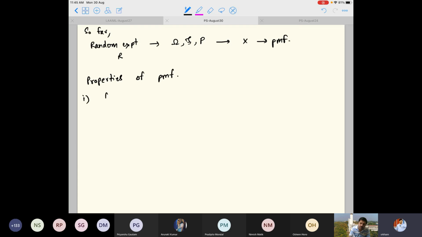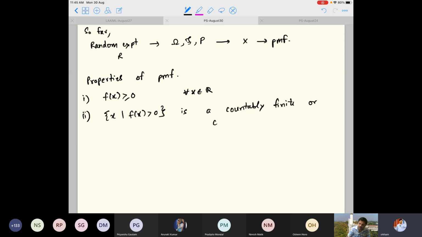The first property is that f_X(x) is greater than or equal to 0 for every x. This is obvious because the way we defined the PMF, it is basically a probability, so it has to be greater than or equal to 0. The second property is that the set of x such that f(x) is strictly greater than 0 is a countably finite or countably infinite set.